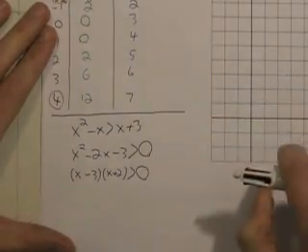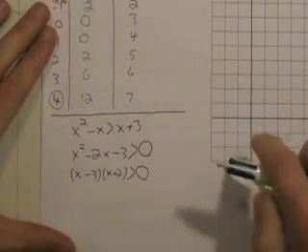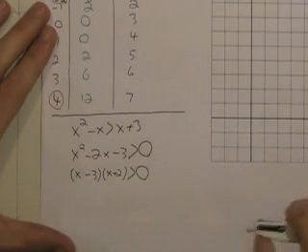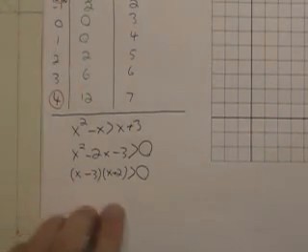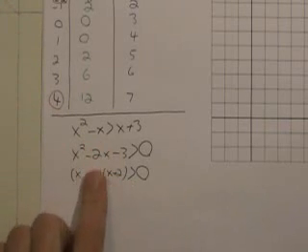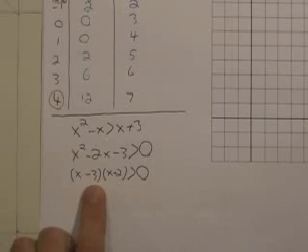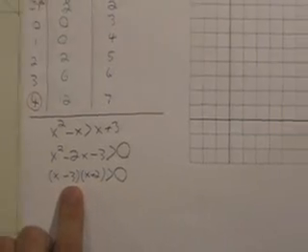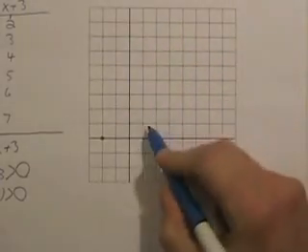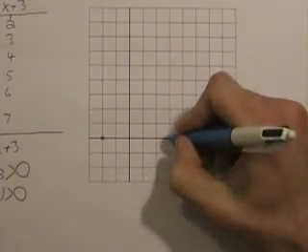If we go to plot this, I could make a table, but I'm going to graph it real quick. We know that it's a parabola, it's going to open up, and it has 2 zeros. The zeros are negative 2 and positive 3. So negative 2 is here, and positive 3, 1, 2, 3, is here.